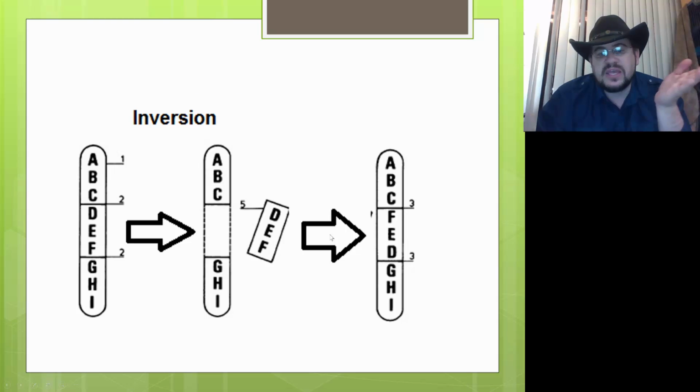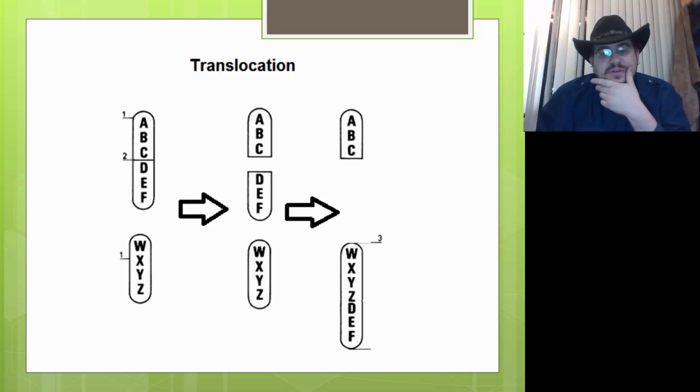You'll notice all of these have a deletion involved. So, translocation. We have A, B, C, D, E, F. And over here is chromosome WXYZ. And DEF is lost. Deletion from this chromosome. And then it translocates to the WXYZ chromosome. We have WXYZ DEF. So, all of these are recombinants.